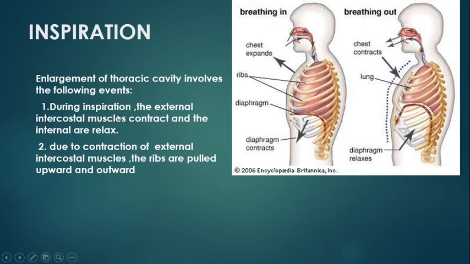During inspiration, the external intercostal muscles contract. You should remember that it is the external ones. The internal intercostal muscles relax due to the contraction of the external intercostal muscles. Try to imagine this contraction. What happens due to the contraction? The ribs are pulled upward and outward.